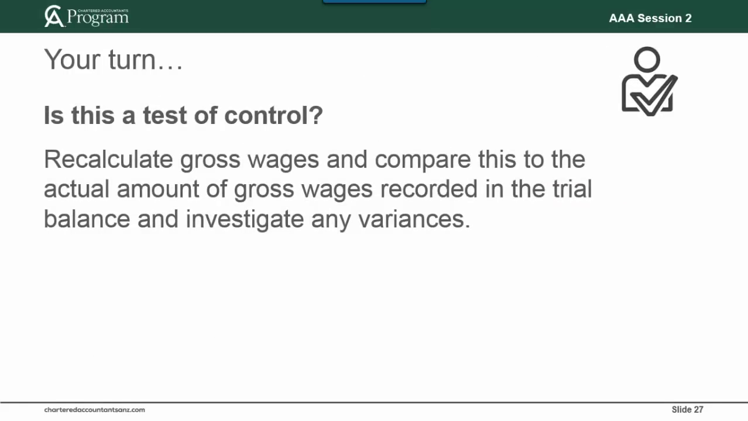Let's check your understanding a little more. Here's an audit procedure. Recalculate gross wages and compare this to the actual amount of gross wages recorded in the trial balance and investigate any variances. Is this a test of control? Yes or no? Click pause and have a think about whether the answer would be yes or no here. And when you have your answer, click play.